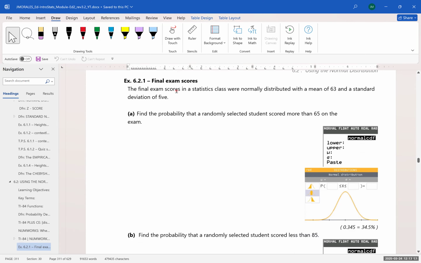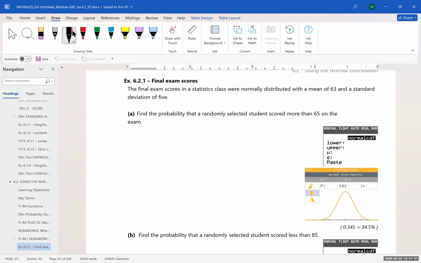The final exam scores in a statistics class were normally distributed with a mean of 63 and a standard deviation of 5. Part A says find the probability that a randomly selected student scored more than 65 on the exam. If you're uncertain where to go or what to do, the first thing you can do is always just draw the distribution itself, and also put down the given information that you have.